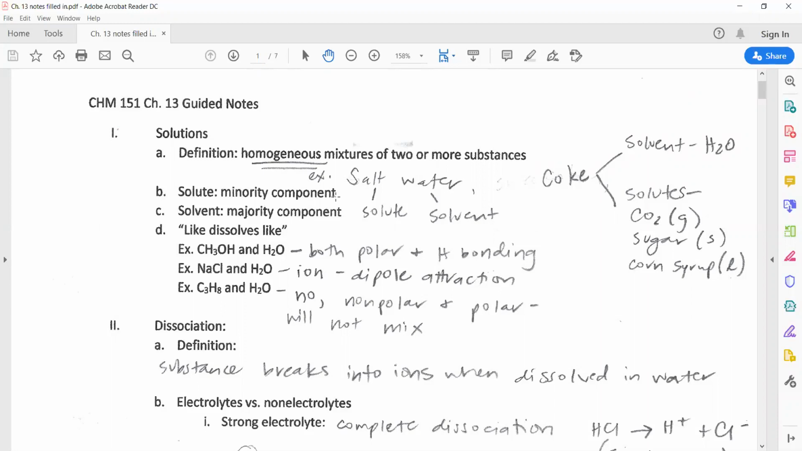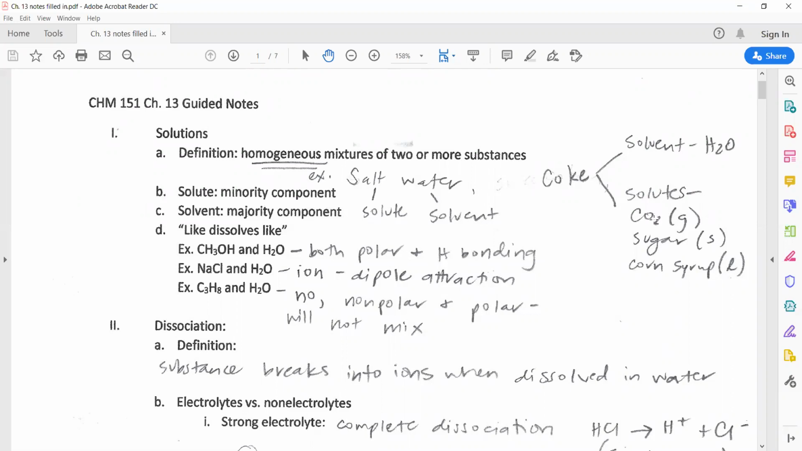And mixtures are made up of solutes and solvents. The solute is the minority component and the solvent is the majority component. For example, with salt water, water would be the solvent because there's more of it, and salt would be the solute. For Coke, the solvent would be water because that is the majority component, and then there's multiple solutes. There's many more than this, but I just mentioned a few.